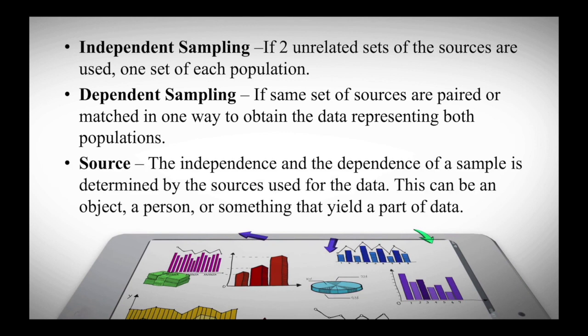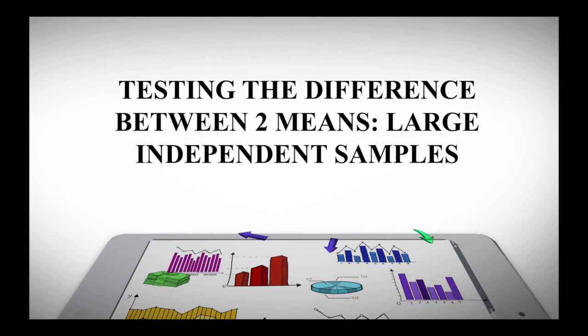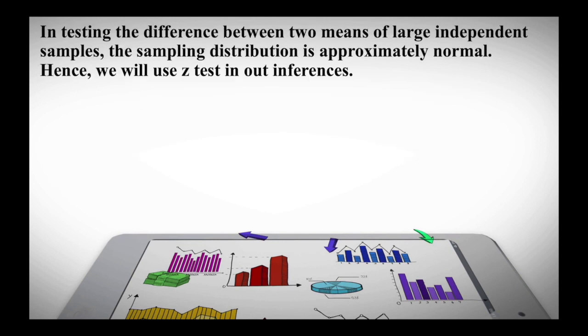Now, again, when we say source, of course, the source of the data, the independence and dependence of a sample is determined by the source. This source can be an object, like I said before, a person or something that yields a piece of data. Now, let's have the hypothesis testing for the difference between two means. So, two populations is what we will do here. Large independent samples. Let's have our example problem.